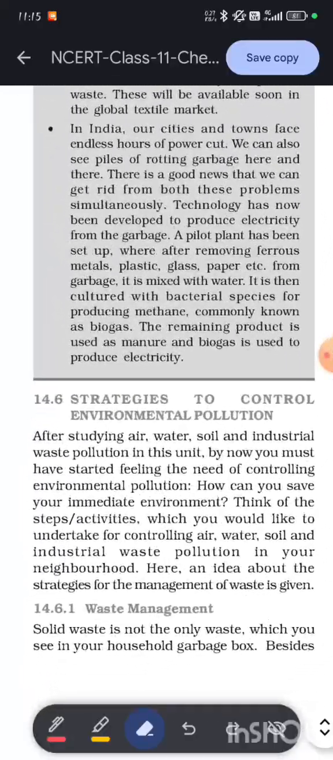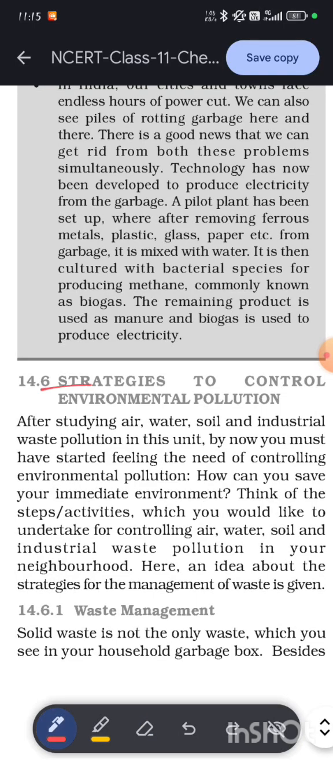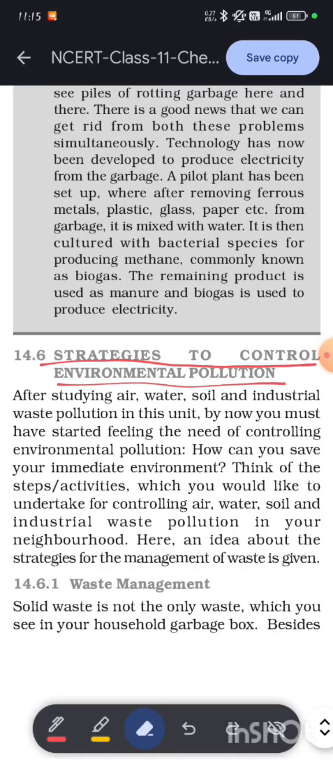Then the next topic is strategies to control environmental pollution. After studying air, water, soil, and industrial waste pollution in this unit, by now you must have started feeling the need of controlling environmental pollution. How can you save your immediate environment? Think of the steps and activities which you would like to undertake for controlling air, water, soil, and industrial waste pollution in your neighborhood. Here an idea about the strategies for the management of waste is given.